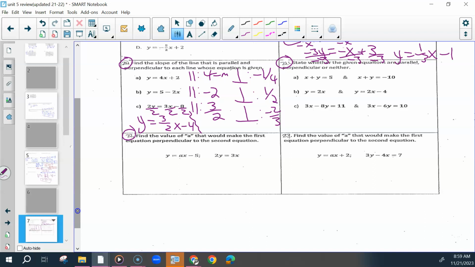Okay. For 21, we have to find whether they're parallel, perpendicular, or neither. Are you about to ask a question? It's supposed to be m equals. I was supposed to write m equals that for all of these.